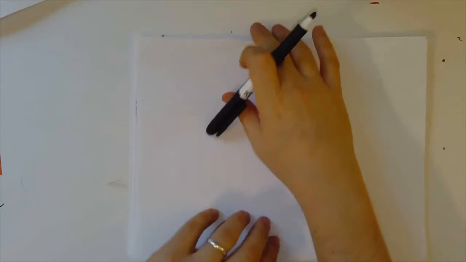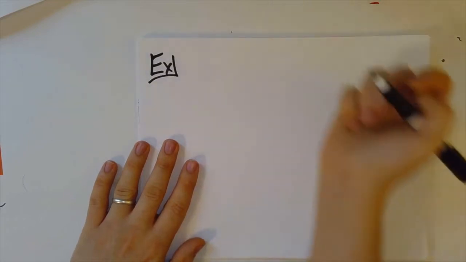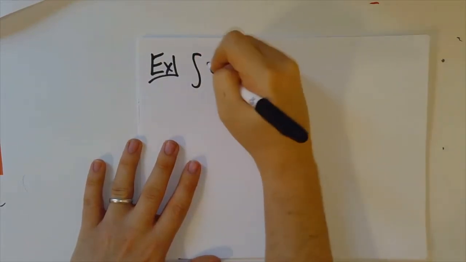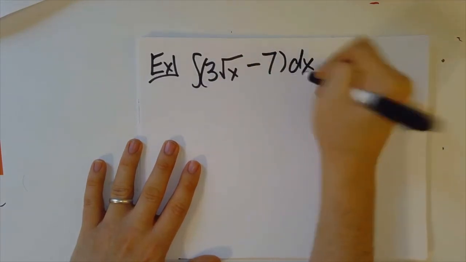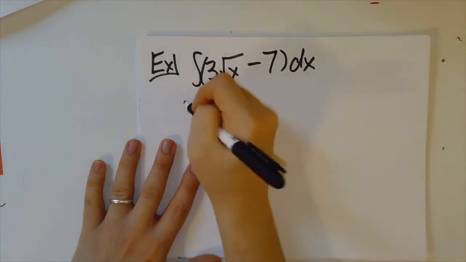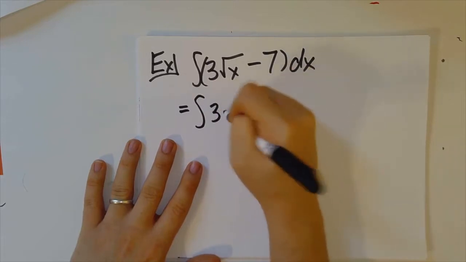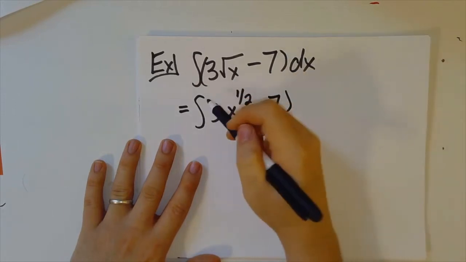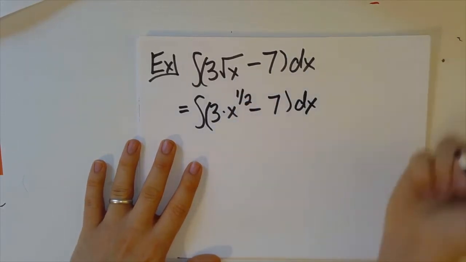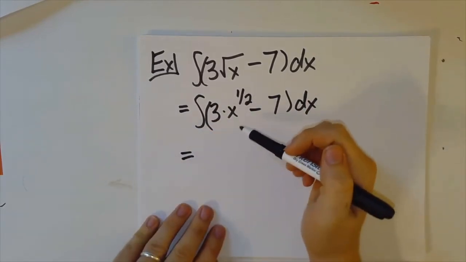Now, if you think through other things that we've often written as powers, you could take something like the integral of 3 root x minus 7 dx. And so this radical, I can rewrite as 3 times x to the 1/2 power minus 7 dx. And now that I've done that, I can use the power rule here.